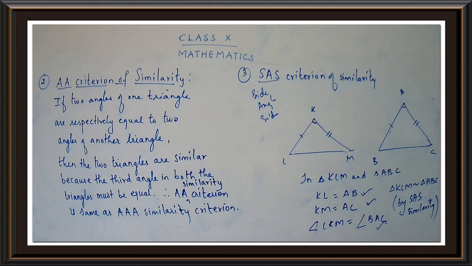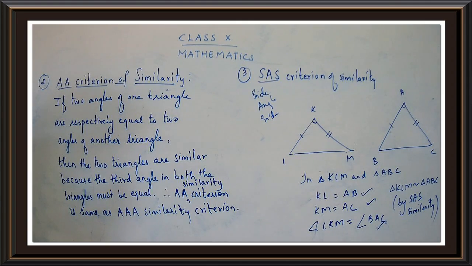Getting the point? So how to prove for this SAS similarity? You have to take two sides and you have to take the included angle. Are you getting my point, children? So when you show in this manner, we can say that two triangles are similar by SAS criterion. Are you clear, children? Okay. Now let's write down the definition. Write down the definition for SAS.